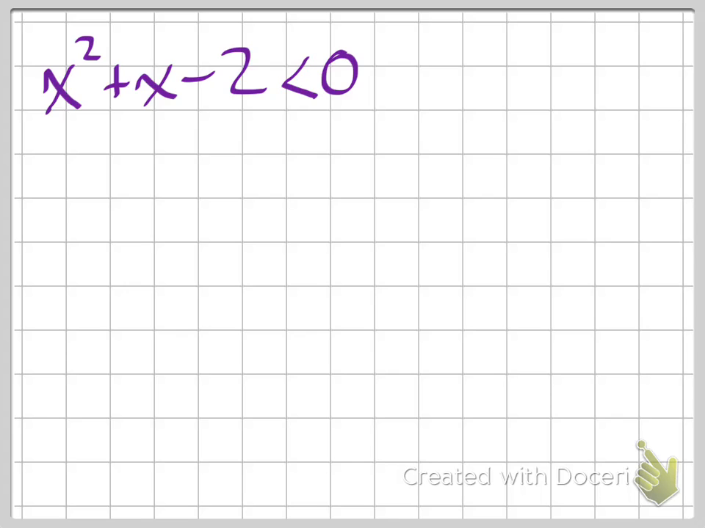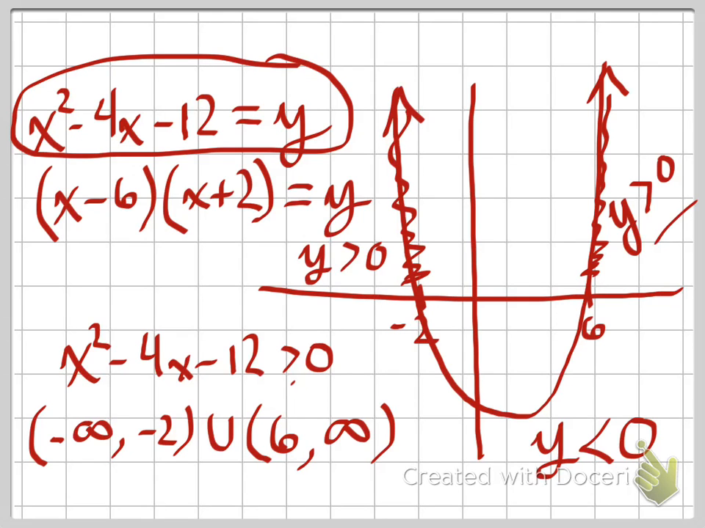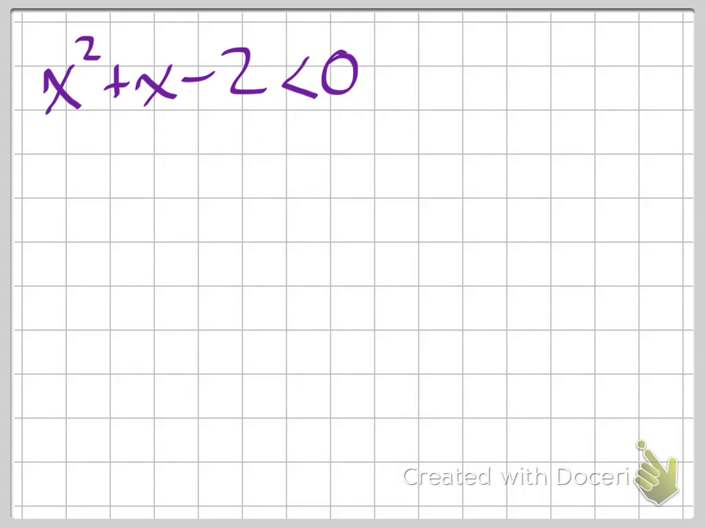So that's the idea, okay? So that's the idea of this method. So let's try a couple of other examples, and I think you'll get the hang of it as we go through these. So let's try this one right here, x squared plus x minus 2 less than 0.